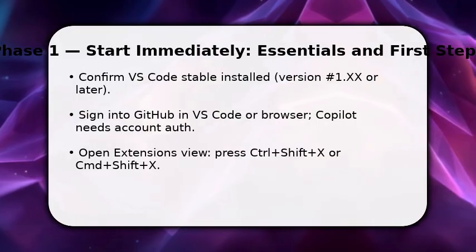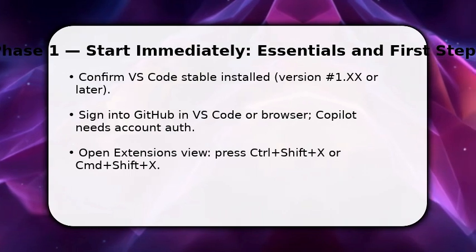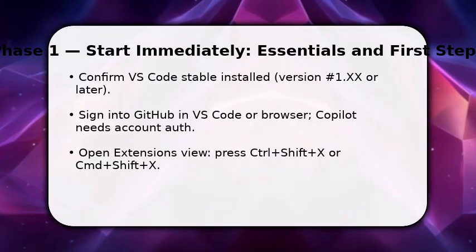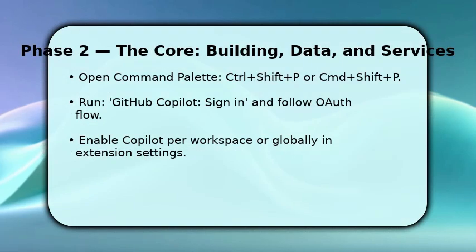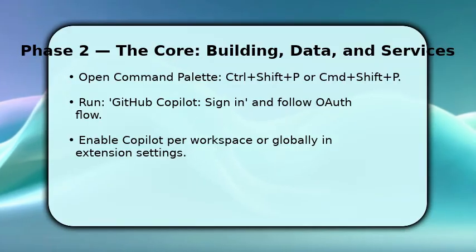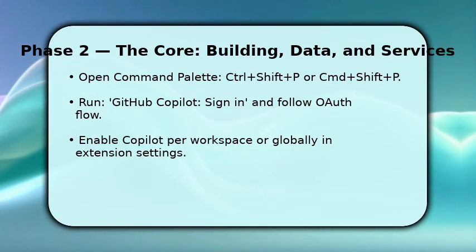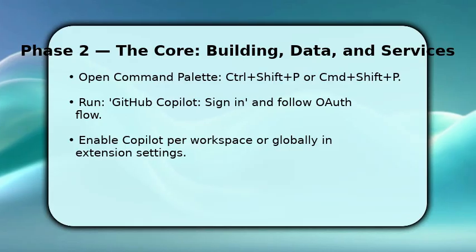Click Install. This begins the extension download and adds Copilot commands to your command palette, so you can continue to the authorization step. Next, authorize Copilot so suggestions can appear. Open the command palette with Ctrl+Shift+P or CMD+Shift+P, then run GitHub Copilot, sign in. Follow the on-screen OAuth flow, approve permissions in your browser, return to VS Code when the prompt completes.